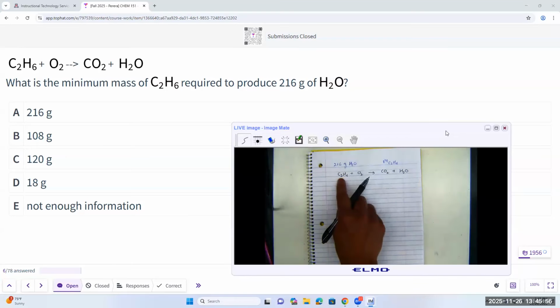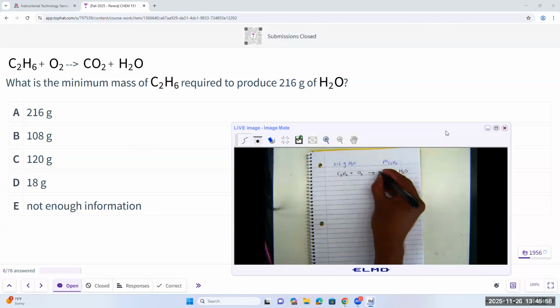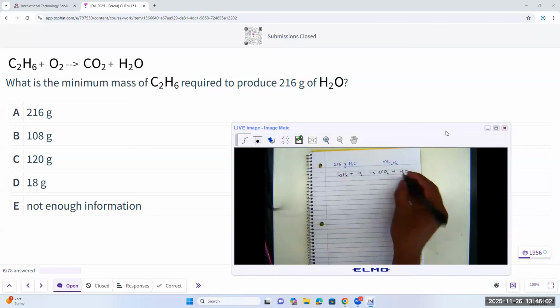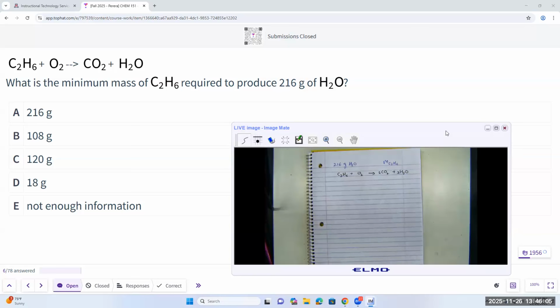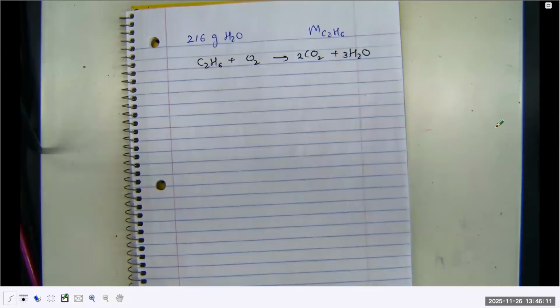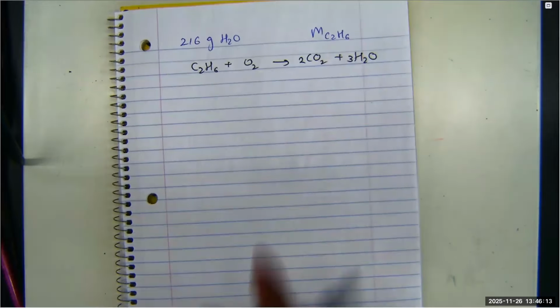It is not balanced, so you have to balance it. So you have 2 carbons. So I'm going to multiply carbon dioxide by 2. You have 6 hydrogens. You only have 2 here. You multiply the H2O by 3, so that you get 6 hydrogens as well.